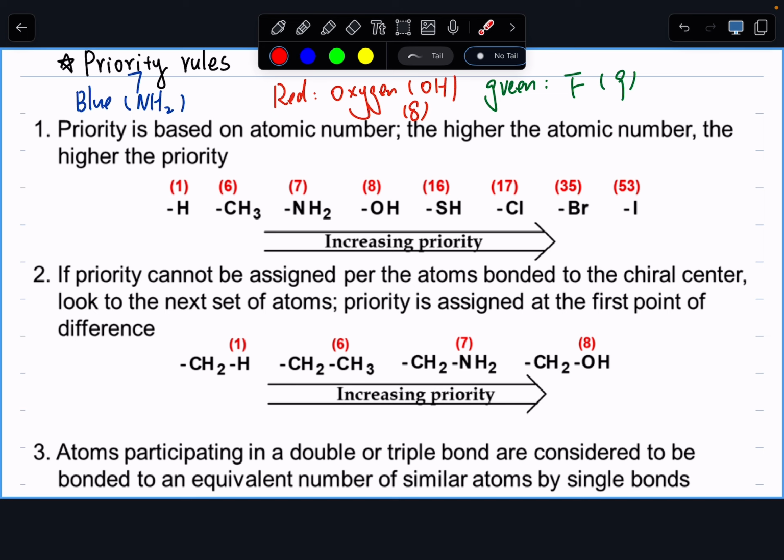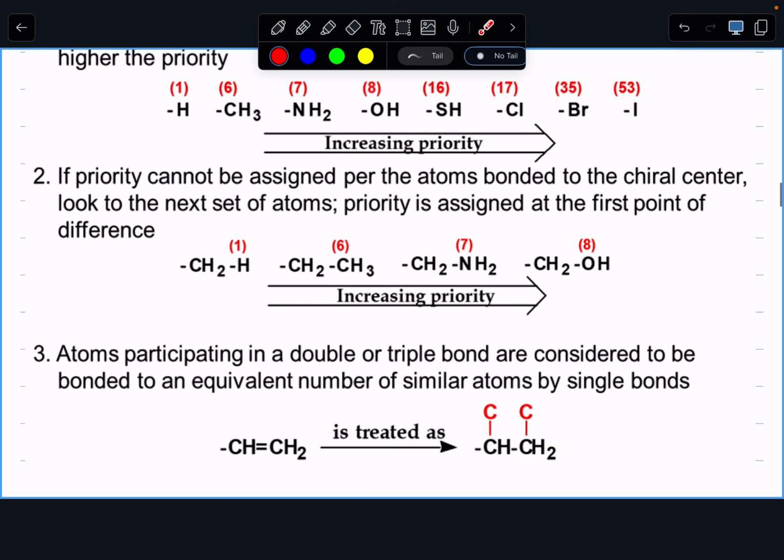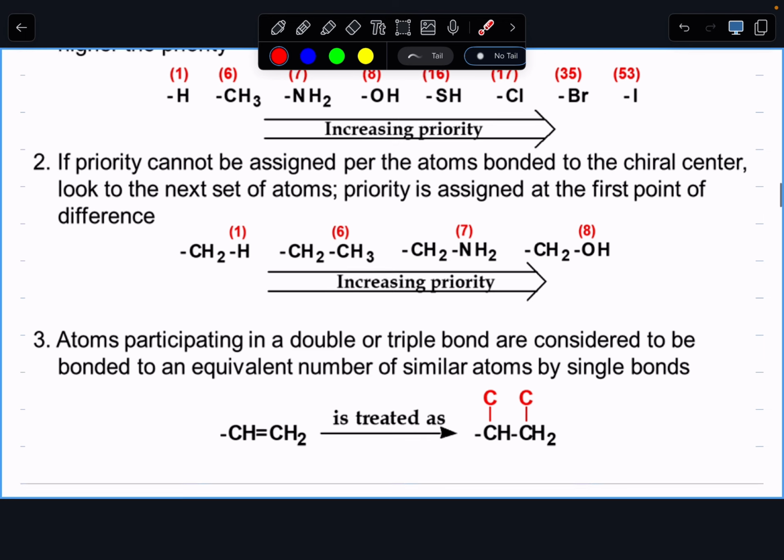All right. And next up, if we have a double bond, basically, like in here, we're counting that carbon twice. So that's the rule of priority. You first look at the atom directly attached to the chiral center. If they are the same, you go one more atom until you find a difference. All right, so that's the priority rule.